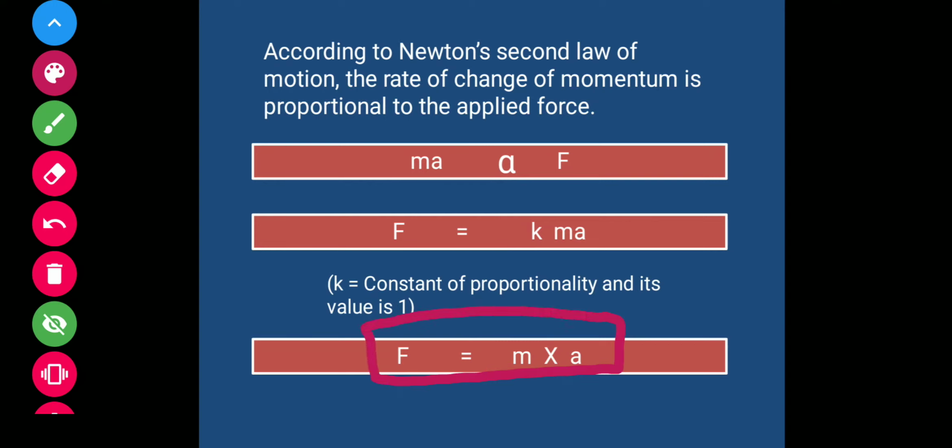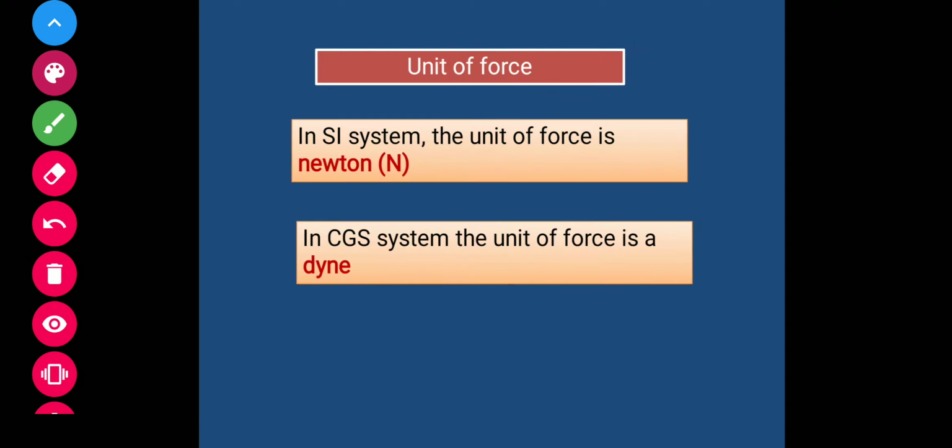This is our final formula. Force is equal to mass into acceleration, and this is Newton's second law of motion. Now, the unit of force: in the SI system, the unit of force is Newton, and in the CGS system the unit of force is dyne.